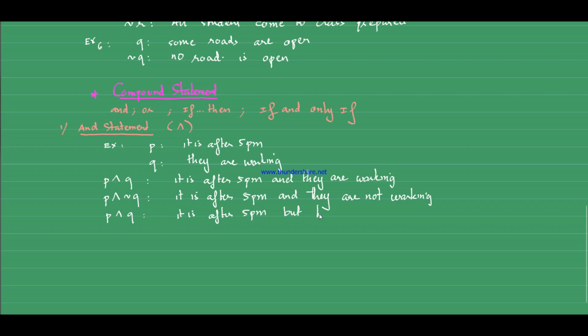But they are working. Okay, you can understand it that way. Or it is after 5 p.m., they are not working. Or you can even understand this sentence here by writing it with the word yet. It is after 5 p.m., yet they are working. Okay, you can write the word yet.